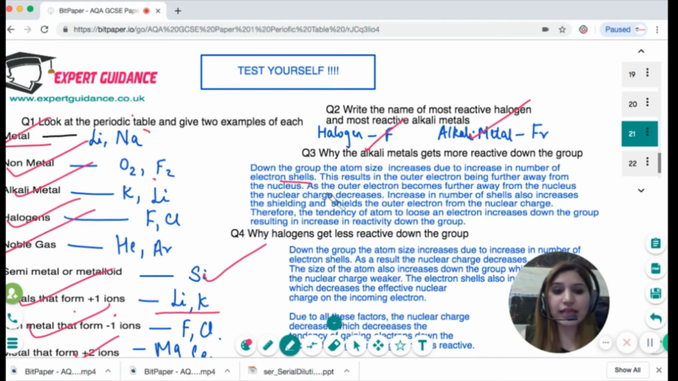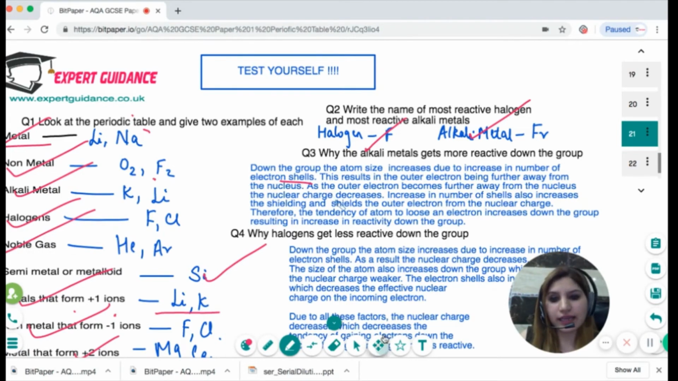As the outer electron becomes further away from the nucleus, the nuclear charge decreases. Now, increase in number of shell also increases the shielding and shields the outer electron from the nuclear charge. Therefore, the tendency of an atom to lose an electron increases down the group, resulting in increase in reactivity of the alkali metals down the group.